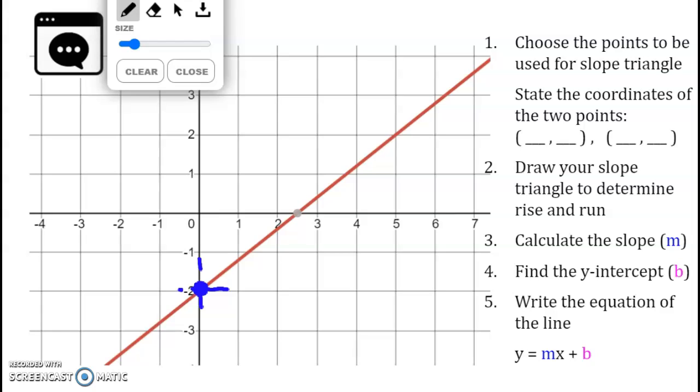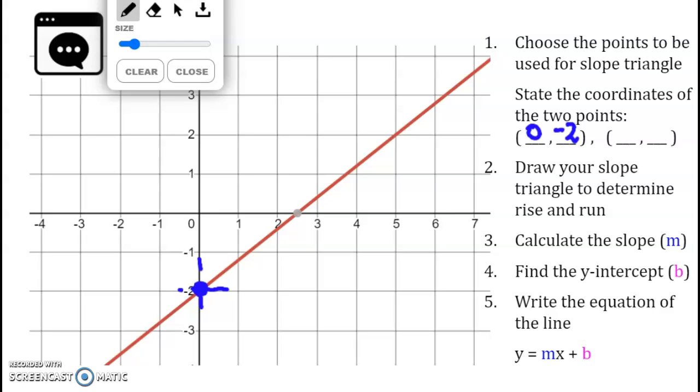That means what is the coordinate? The x coordinate is the first number, the horizontal number, which is 0. And the y coordinate is -2. Okay, let's keep going.